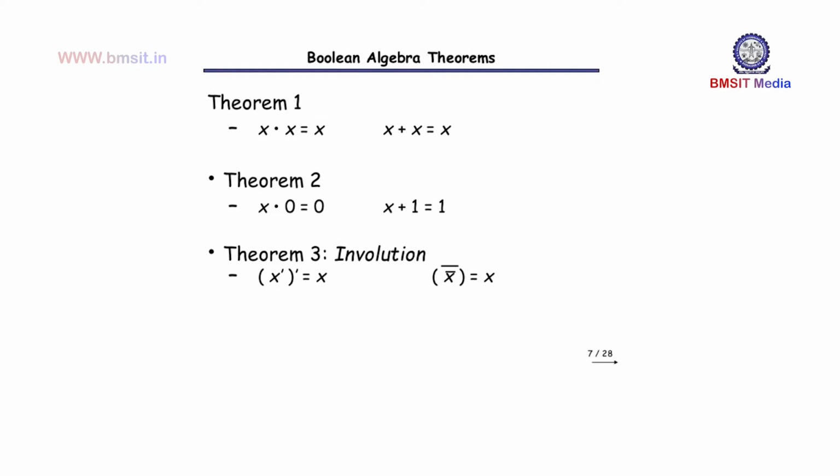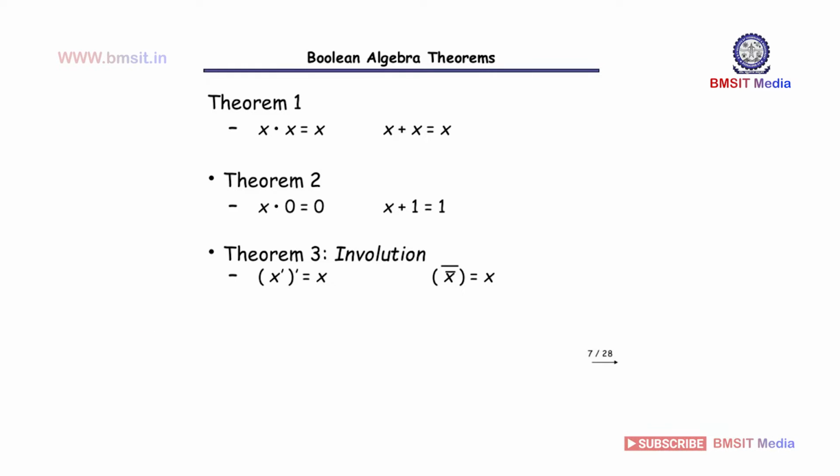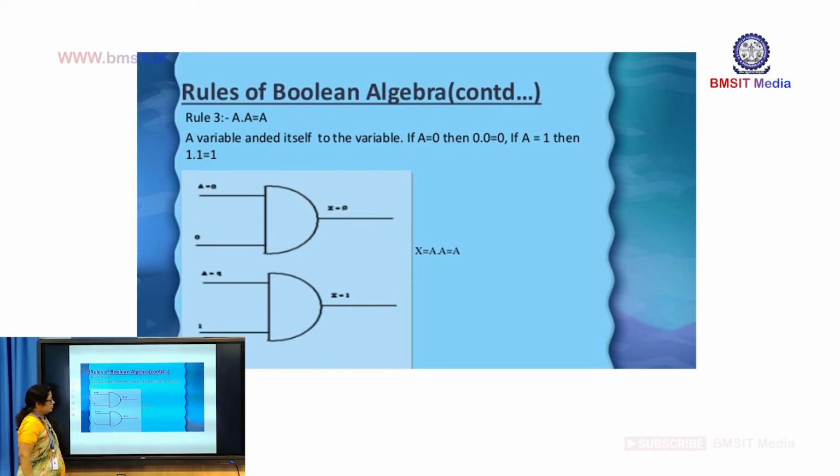Next we have some more rules, that is x into x equal to x, x plus x is also equal to x. x into 0 equal to 0, x plus 1 is equal to 1, and if we have a double complement, it will be equal to the variable itself, that is x bar bar is equal to x. So, here we have shown how to represent this.